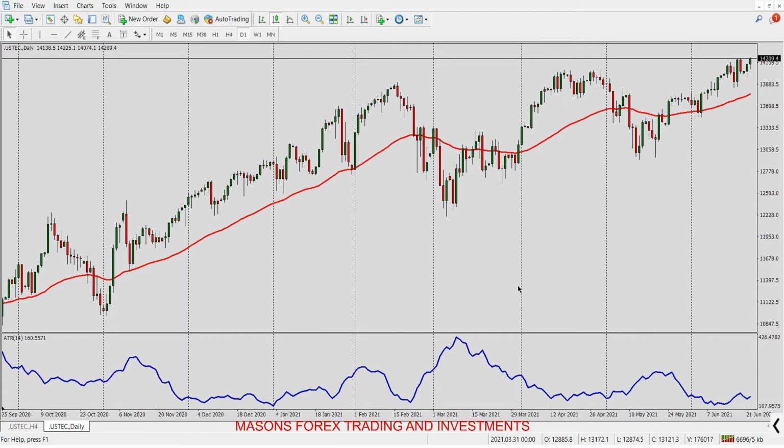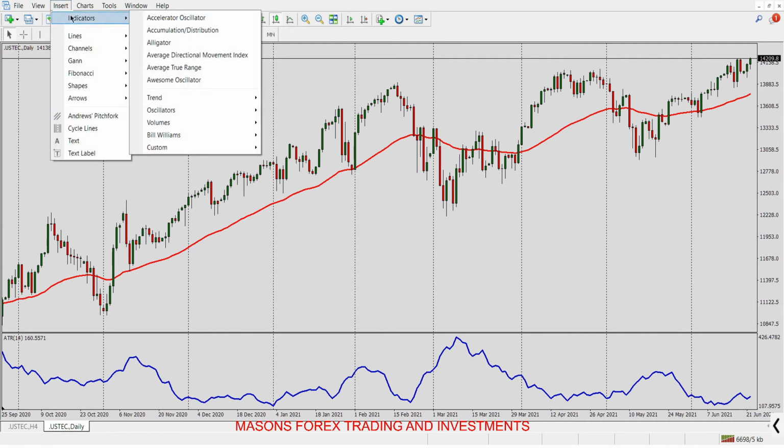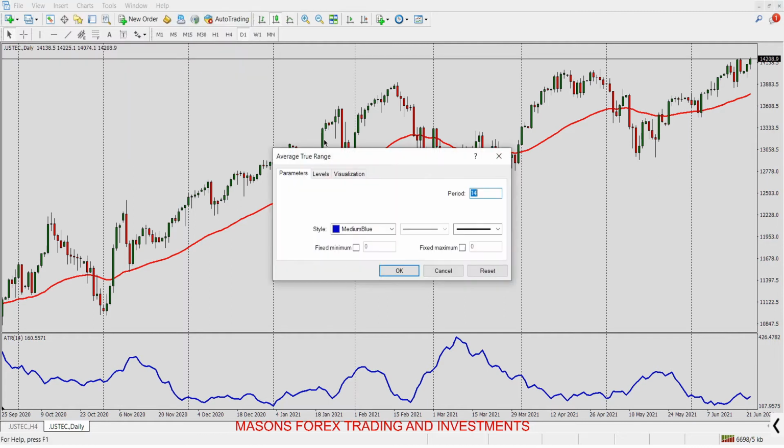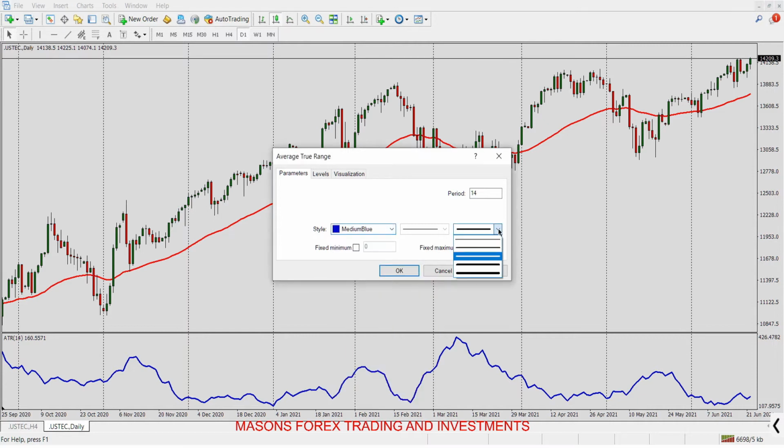So we have the US Tech daily chart, or otherwise known as NASDAQ 100. If you go to Insert and you go to Indicators and you click Average True Range, what you'll notice is by default we have a period of 14. And if you click this tab, we can actually change the color. And on this tab, we can alter the thickness of the line which is shown.